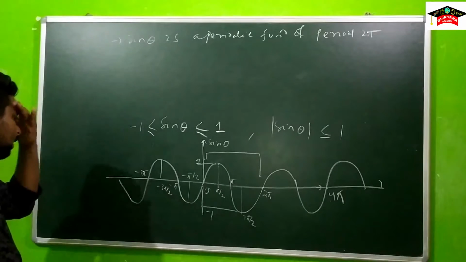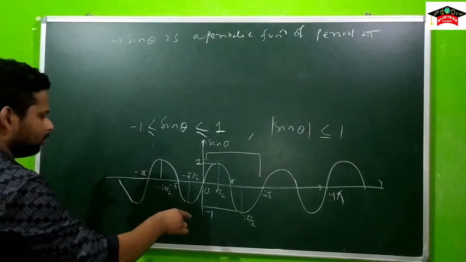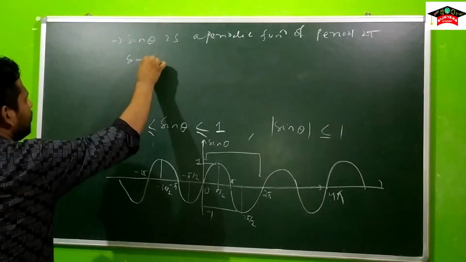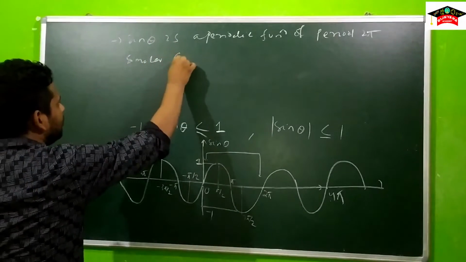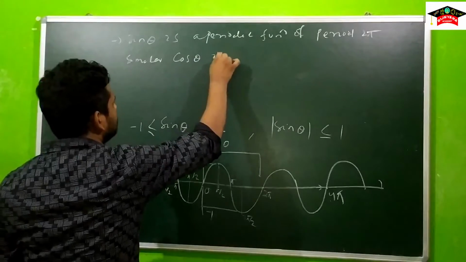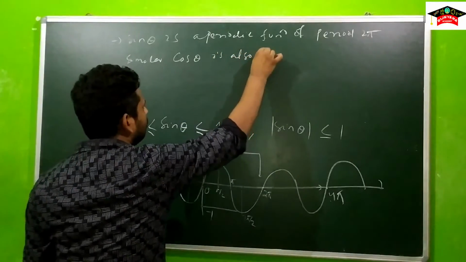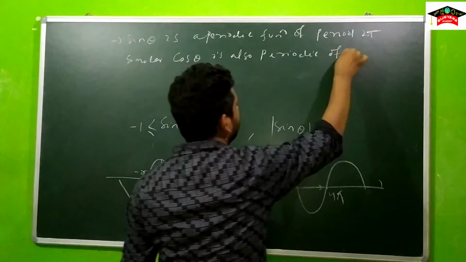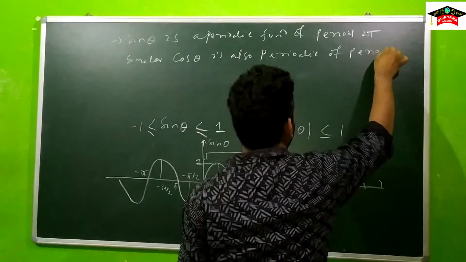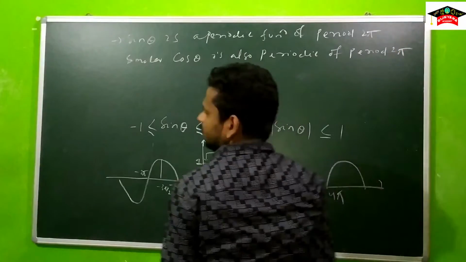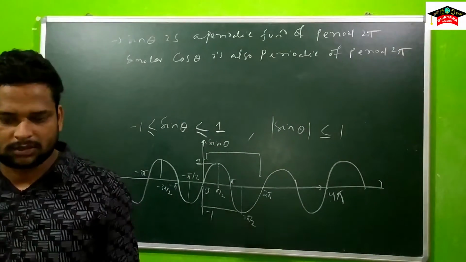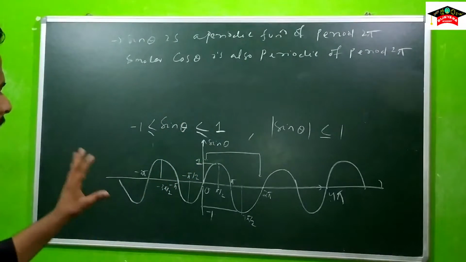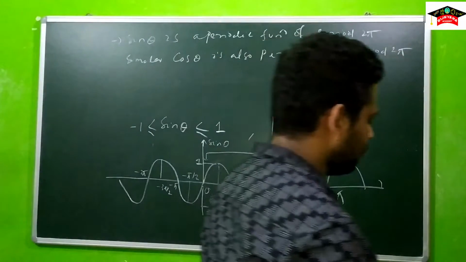So if we take the value of the period, we can similarly draw cos theta, which is also periodic of period 2 pi. So cos theta is also a periodic function. All trigonometric functions are periodic, and we can say this graphically or by mathematical calculations.